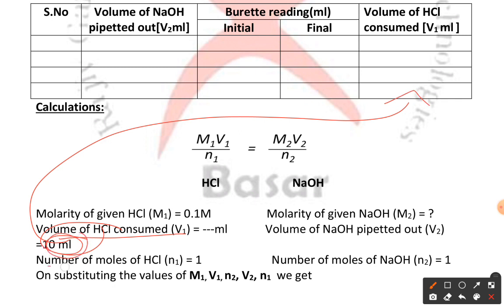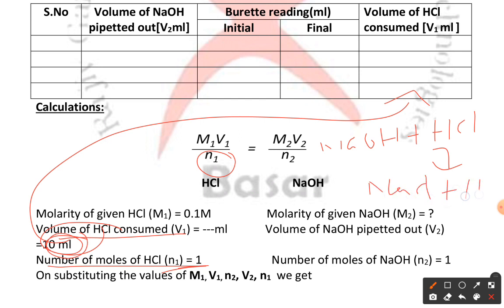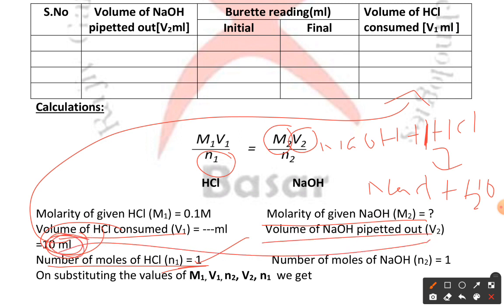Next, the number of moles of HCl, where do you get it from? From the balanced chemical equation. Here we have the equation NaOH plus HCl gives rise to NaCl plus H2O. So the number of moles of HCl here is 1. Next, the molarity M2 we don't know; that we have to find out, that is our task. Next, the volume of NaOH you pipetted out is 10 ml. This is a printing mistake, it has to come here. Next, the number of moles of NaOH is also 1. Why? Because in the stoichiometric equation the coefficient is nothing, meaning it indicates 1.